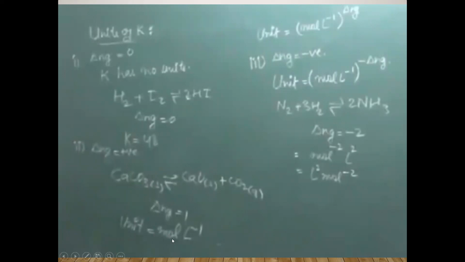Clear? If the value of delta Ng is more than 1, like if it is 2, then what will it become? Mole square per liter square. Right? Like this, we can write the units.